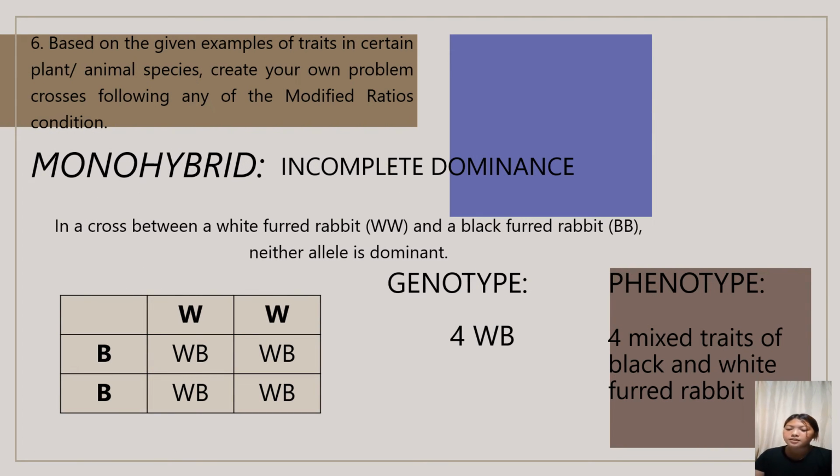6. Based on the given examples of traits in certain plant or animal species, create your own problem crosses following any of the modified ratios condition. First is monohybrid, which is incomplete dominance. The problem is, in a cross between a white-furred rabbit and a black-furred rabbit, neither allele is dominant. The genotype is all WB, and the phenotype is all mixed traits of black and white furred rabbit.